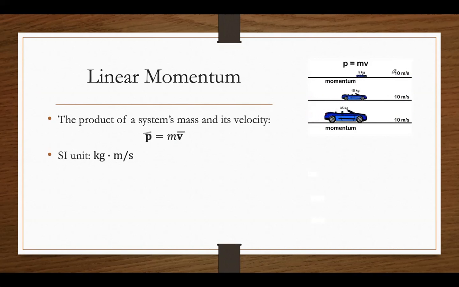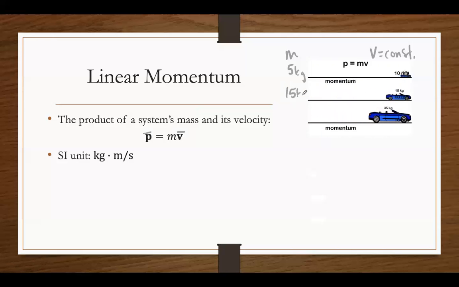Okay, so here we have a little graphic, and we have three different cars. If you notice, they are all going the same speed, 10 meters per second. So my velocity is constant here. But if you notice, each of the cars has a different mass. So my first one here, my mass is 5 kilograms. My second one is 15. And my third one is 35. Obviously these would be like toy cars.